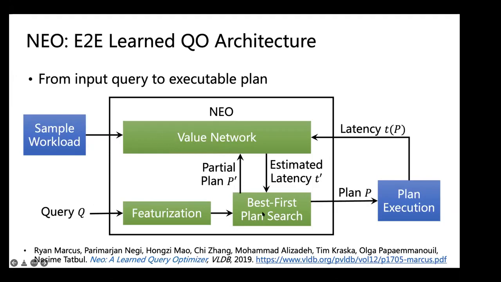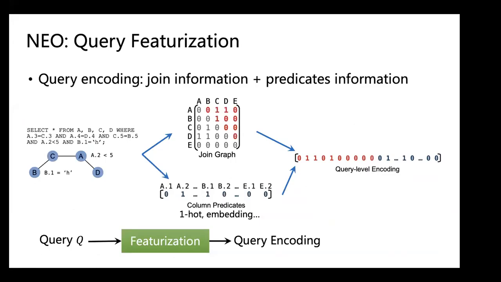Then finally, we use this best-first search to gradually enlarge the partial plan P prime, using the value network to estimate its latency. Finally, P prime grows and approaches a complete plan for query Q, and we use this plan P for execution. After execution, we know its exact latency TP, and we use this to refine the value network. So it iterates like this. Next, let me introduce each part in more detail.